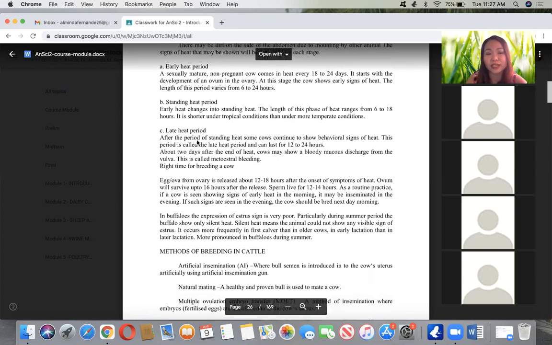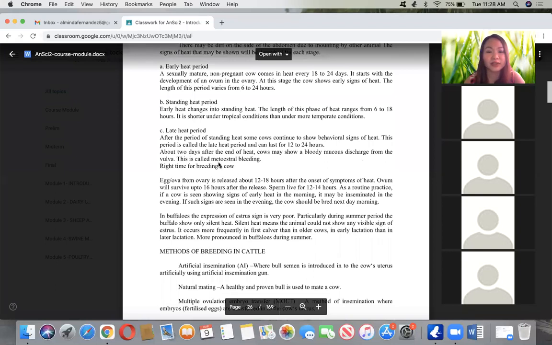And last, the late heat period. After the period of standing heat, some cows continue to show behavioral signs of heat. This is called the late heat period, which lasts 12 to 24 hours, within 1 day as well. And about 2 days after the end of heat, cows may show bloody mucus discharge from the vulva, like menstruation in humans.